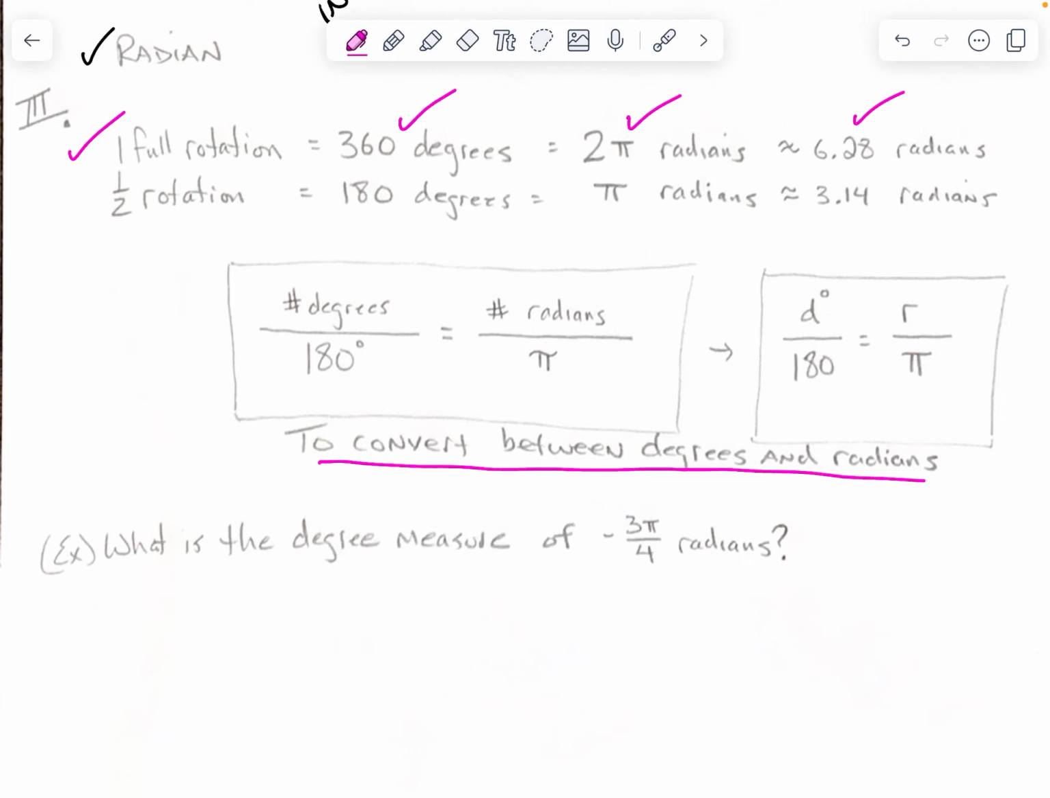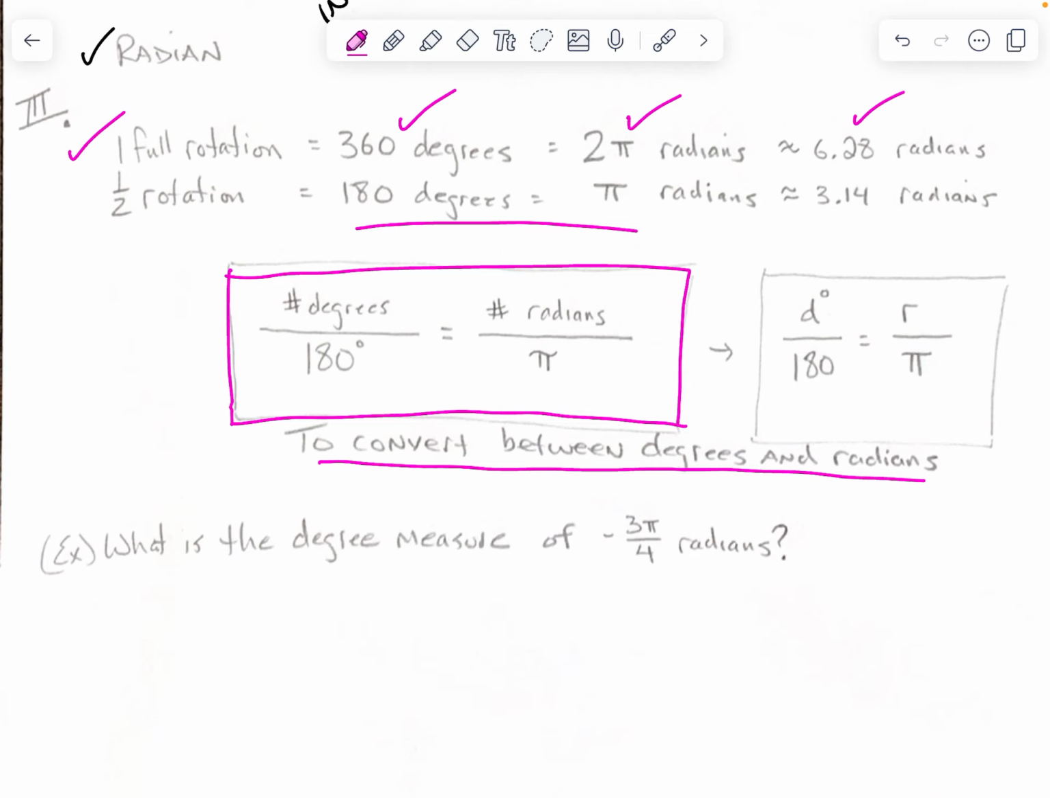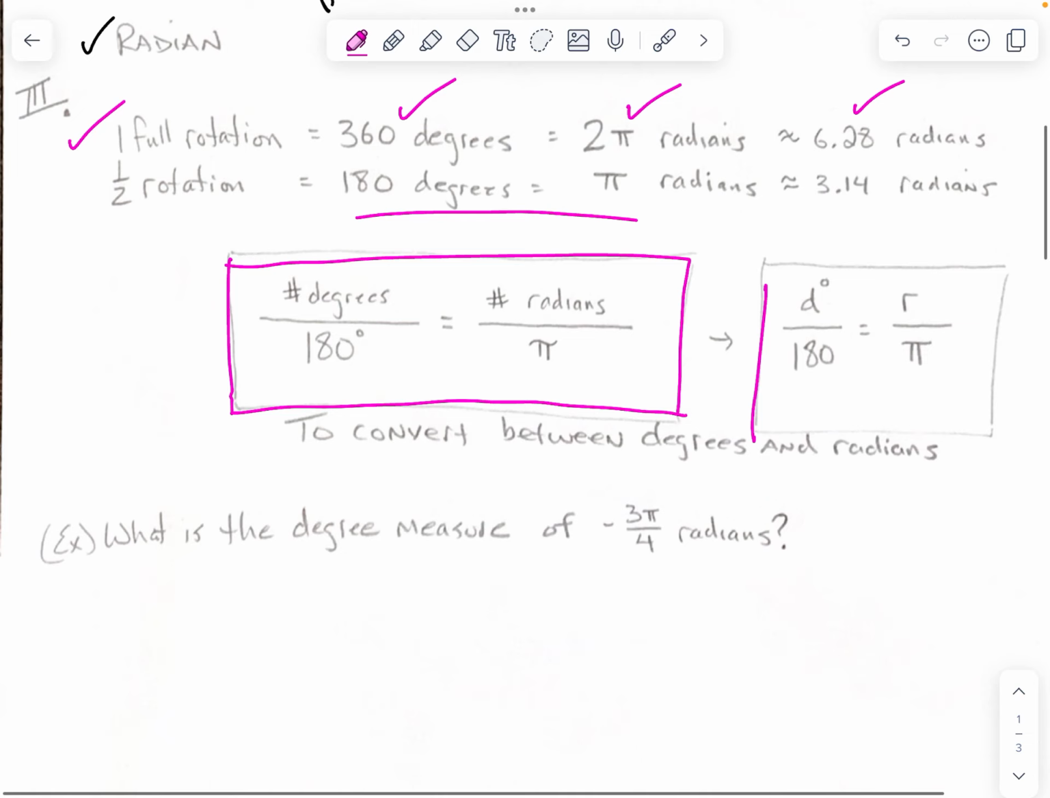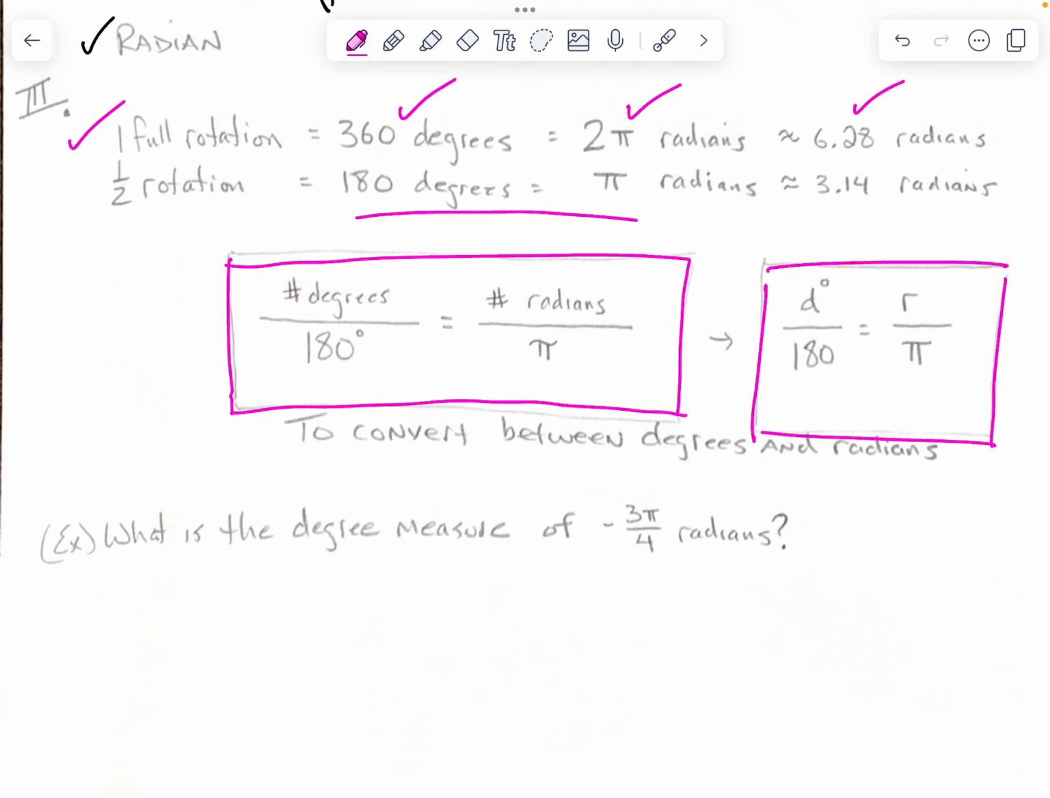So if we have that basic concept that 180 degrees is pi, we create a proportion where we can do everything with proportions themselves. So the number of degrees over 180 is the same as the number of radians over pi, because 180 degrees and pi are the same thing. The shortened version of this proportion is going to be this guy right here. So d for degrees over 180 equals r for radians over pi. So d over 180 equals r over pi.